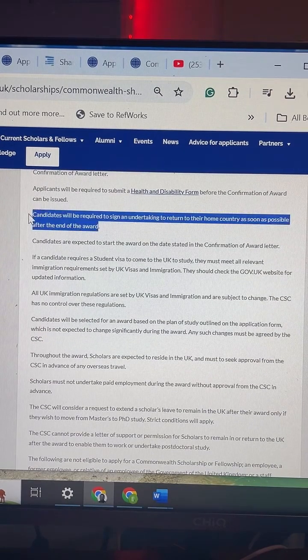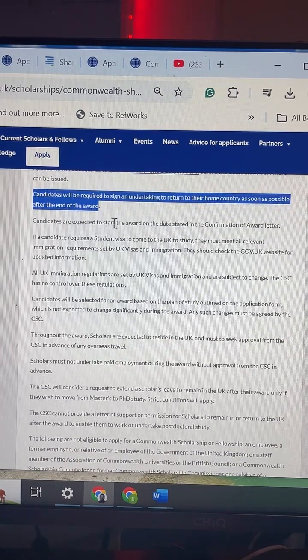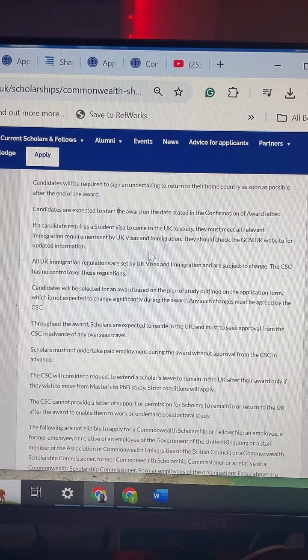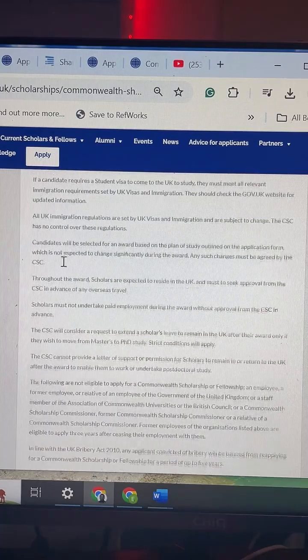And one more thing, candidates will be required to sign an undertaking to return to their home country as soon as possible after the end of the award. So this is one of the things you need to consider as well. You will be asked to return to your home country once you are done with your master's.